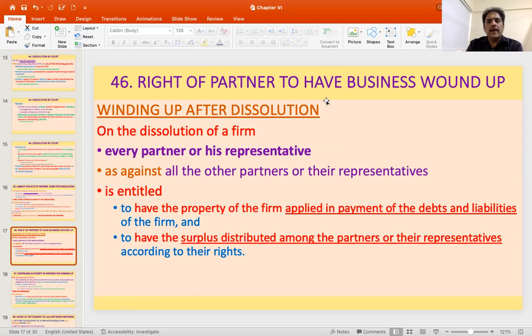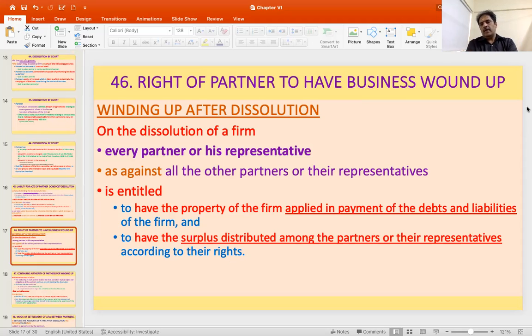Then, the right of a partner to have the business wound up, winding up after dissolution. On the dissolution of the firm, every partner or his representative, as against all other partners or their representatives, is entitled to, one, have the property of the firm applied in payment of debts and liabilities of the firm, and then whatever surplus is there to be distributed amongst the partners or their representatives according to their rights.